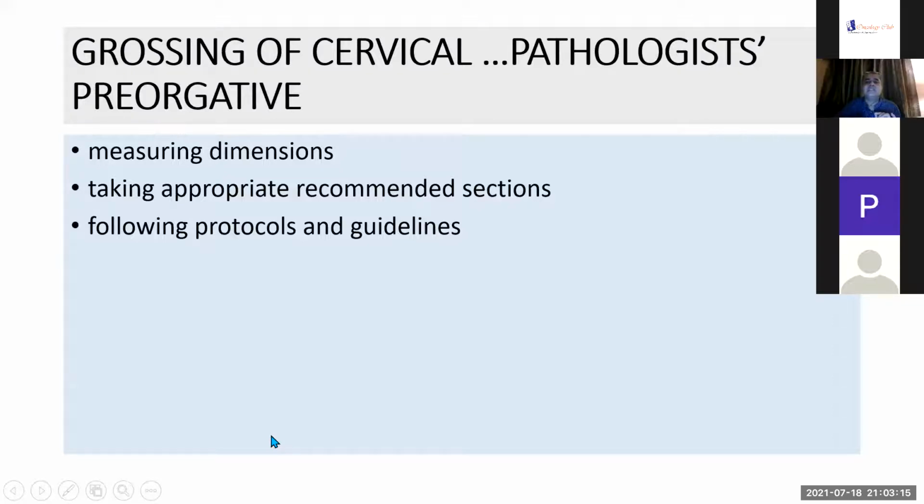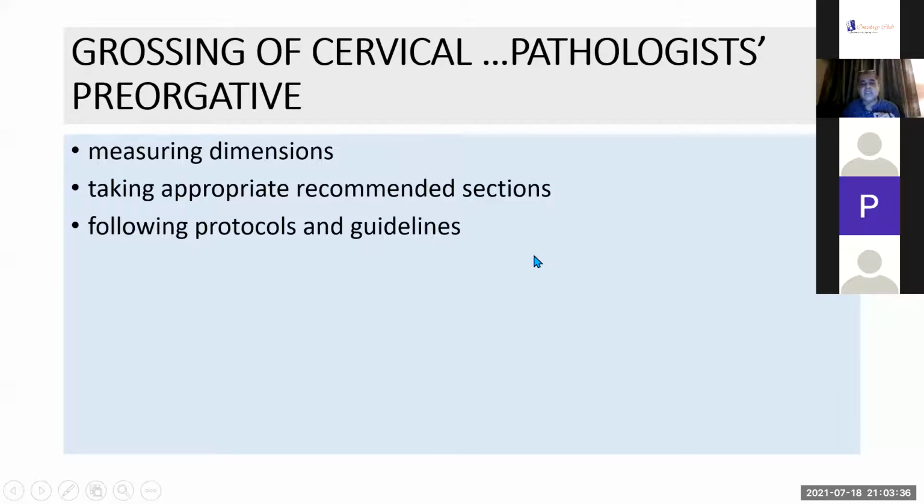So when we get a specimen of cervical cancer, a radical hysterectomy specimen, what is the pathologist's prerogative in this? We have to accurately measure the dimensions. Like I said, the stage depends on the dimensions of the tumor, the depth of invasion, the size of the tumor, taking appropriate recommended sections. So that is extremely important. You just cannot do away with this grossing of the specimen.